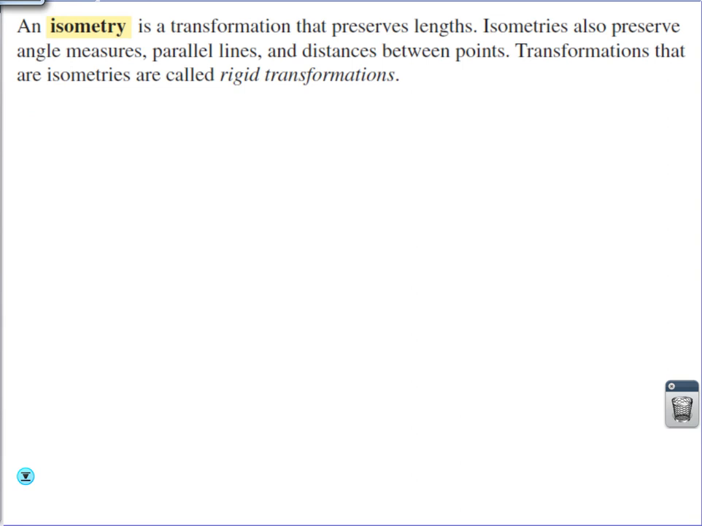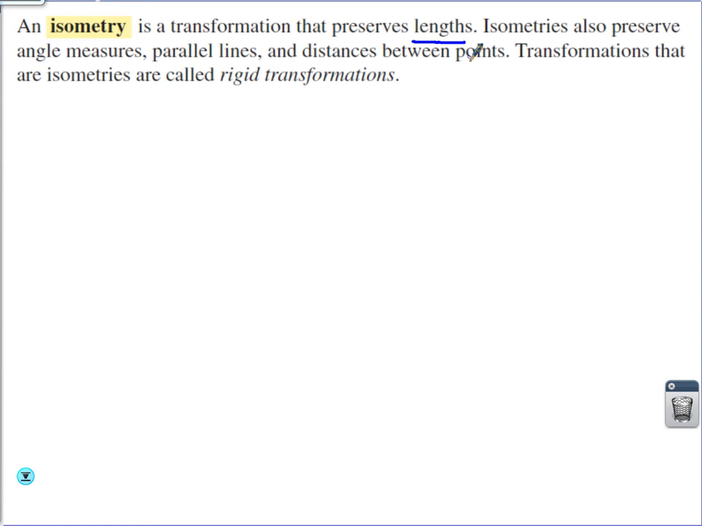The previous three transformations are called isometries. An isometry is a transformation that preserves length. What that means is after the transformation has happened, is the figure the same size as it was before? Yes. If you spin it around a pivot point, it's still the same size. The side lengths are the same. When you move it, still the same. Or if you rotate it or flip it, the side lengths are the same.